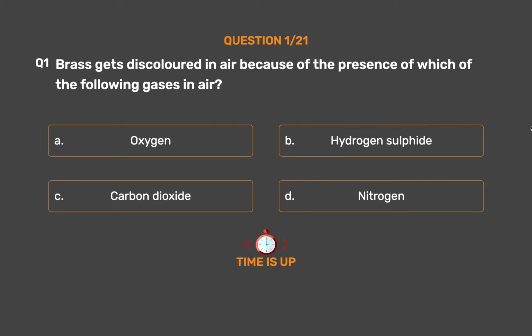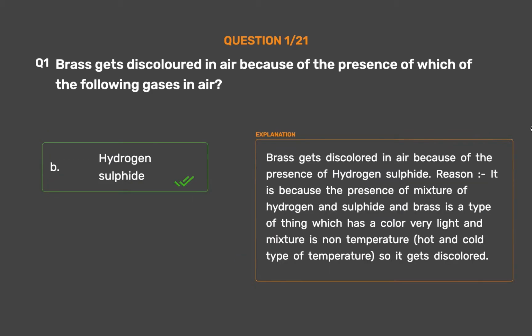The correct answer is Option B. Hydrogen sulfide. Brass gets discolored in air because of the presence of hydrogen sulfide. Reason: it is because of the presence of a mixture of hydrogen and sulfide, and brass has a very light color and the mixture is non-temperature, hot and cold type of temperature, so it gets discolored.